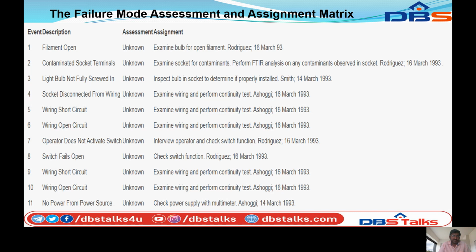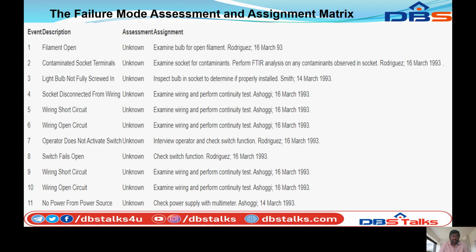So next is the 7th event. The description is operator does not activate switch. The assessment is unknown. The assignment is to interview operator and check switch function. This was developed by the project in the year 16th March 1993.